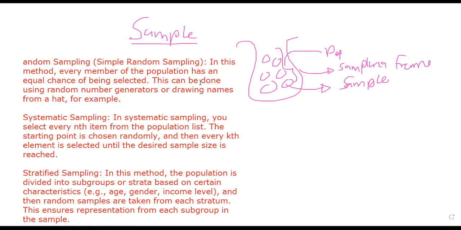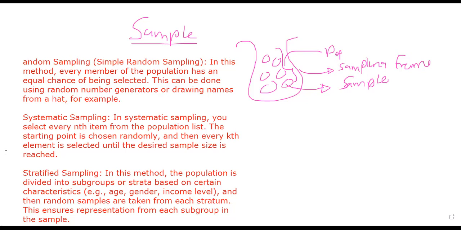We also have what is called systematic sampling. In systematic sampling, you select every nth item from the population list, and you start by selecting the kth element. For instance, you would pick every 10th item of the population. That is called systematic sampling.